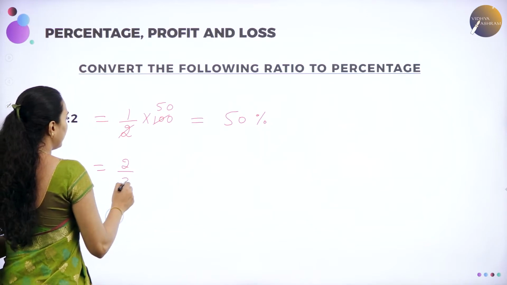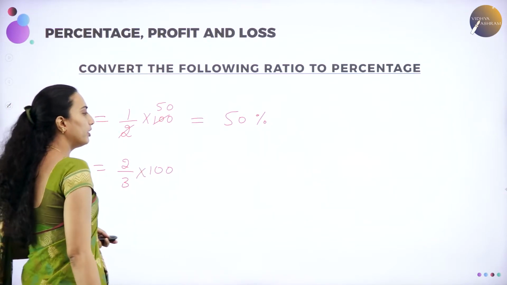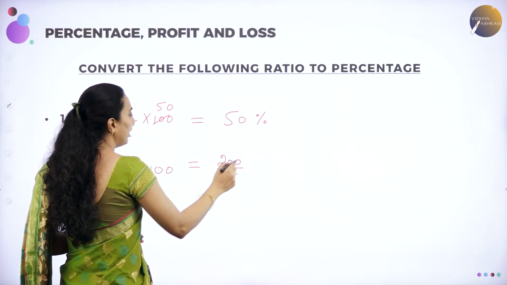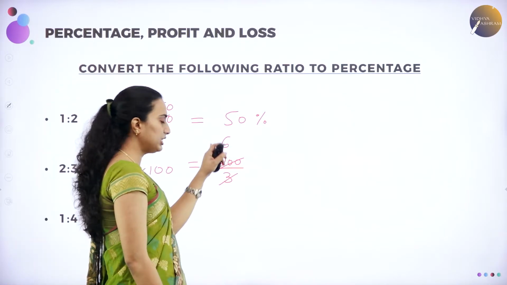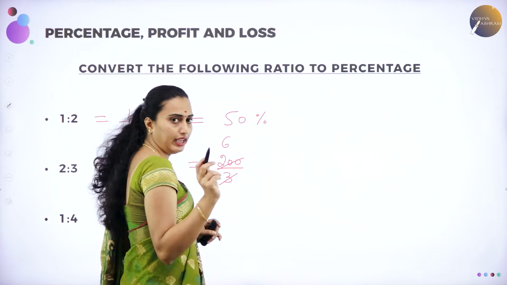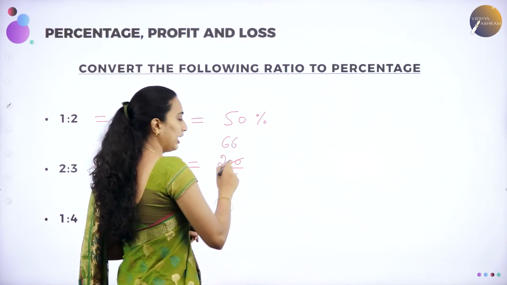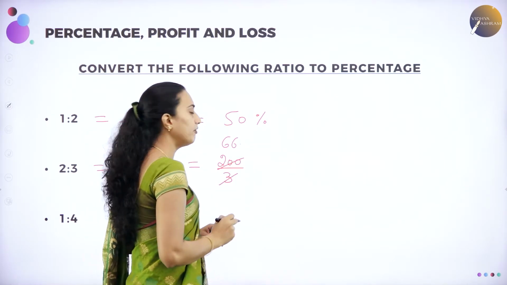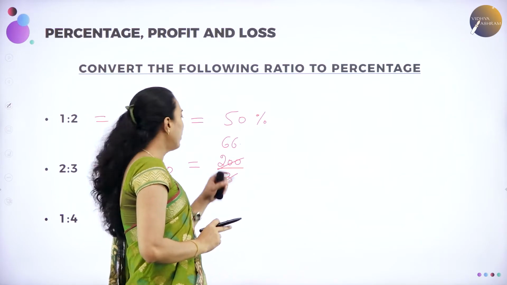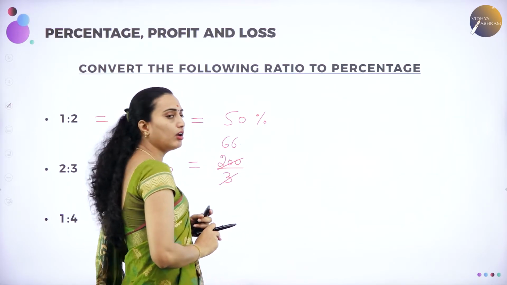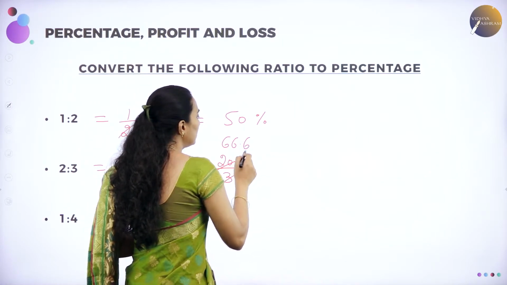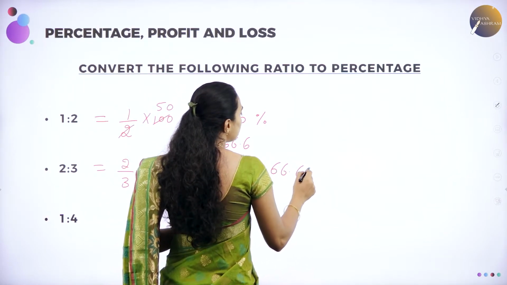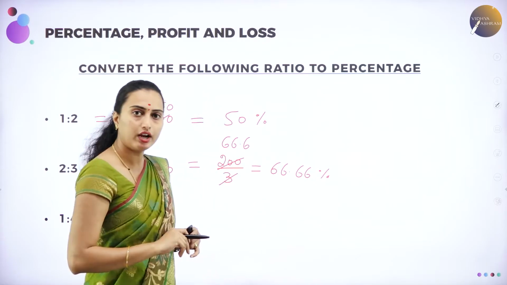2 by 3 can be converted by multiplying by 100, which is equal to 100 into 2 is 200 divided by 3. Now we can divide. 3 6s are 18, again 2 is remaining, so 20. Again 3 6s are 18, so again 2 is remaining. You take a carryover, which is nothing but a 0, and the carryover point I am taking again. So 2 is remaining, again 3 6s are 18, and it will move on as it is. Therefore you can write it as 66.66%. Okay, understood this one?